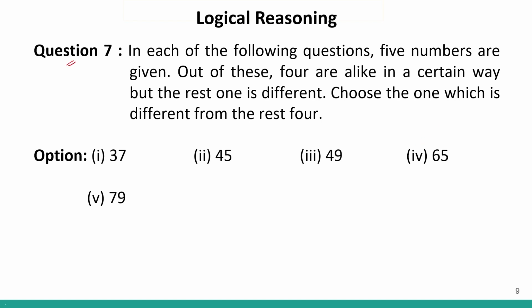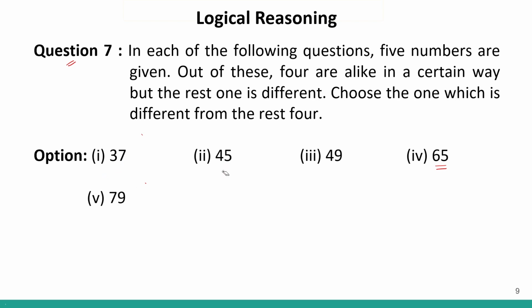Question number 7. Again, 5 options. We have to find the odd one out. So question number 7, again we can see each and every number is an odd number, correct? And if I see 65 and 45 have multiples of 5, whereas 37 is a prime number, so only one prime number is there. But 79 is also a prime number, so two prime numbers are there. So prime number concept is not being used. Okay, and each and every number is odd. So again, even-odd concept is also not being used.